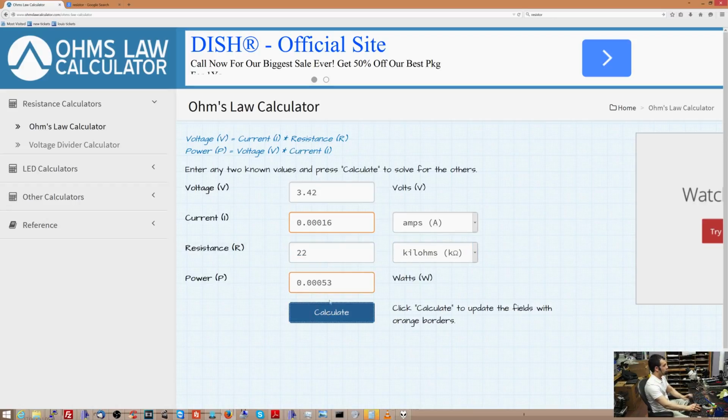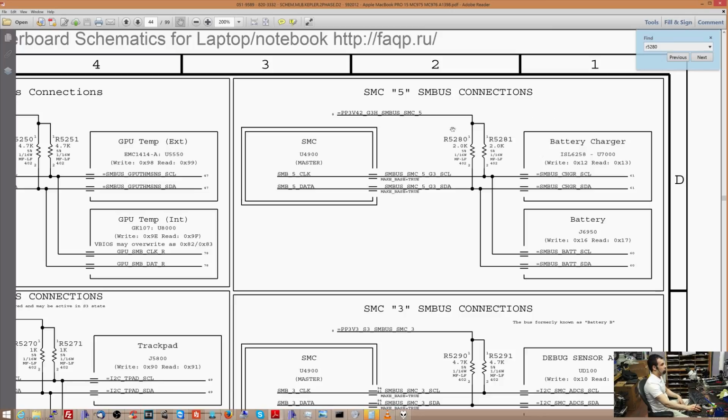So the maximum amount of amperage you can have on the other side of the circuit is 0.00016, which is like 0.00053 watts, which is negligible power usage. And this is an important concept to understand.